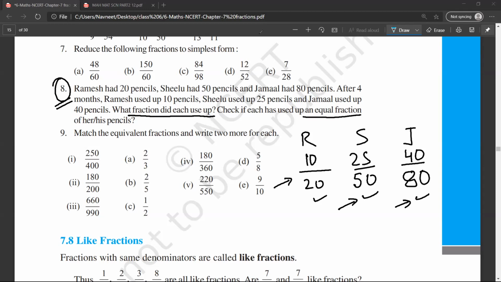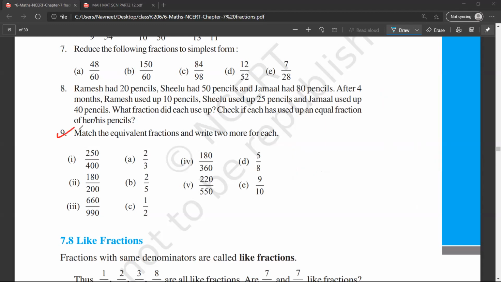So what I do is I try to cancel. So this will be equal to 1 by 2. Again, this is equal to 1 by 2. Again, this is equal to 1 by 2. Mr. Sarthak, am I okay? Yes, sir. So they are equivalent. Good. Question 9.